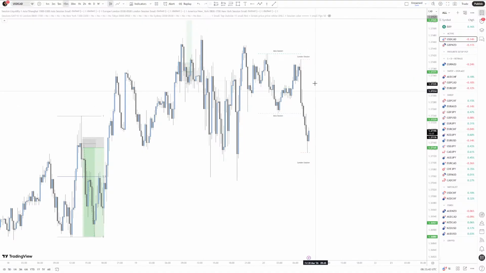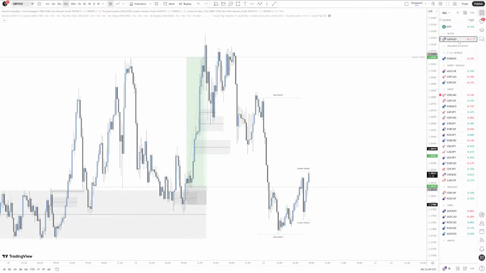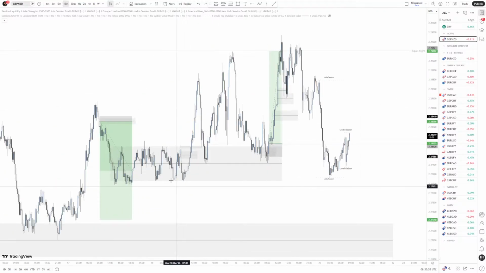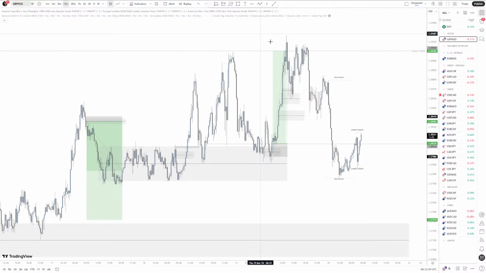So this is USD CAD. Here we swept the lows. We haven't displaced upwards yet. GBP NZD, we're in a range. We were in this trade here, where price swept the. Oof, it's a bit difficult to see. Hold on.